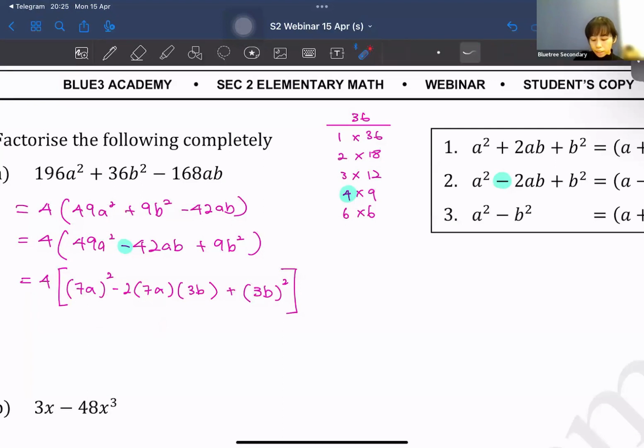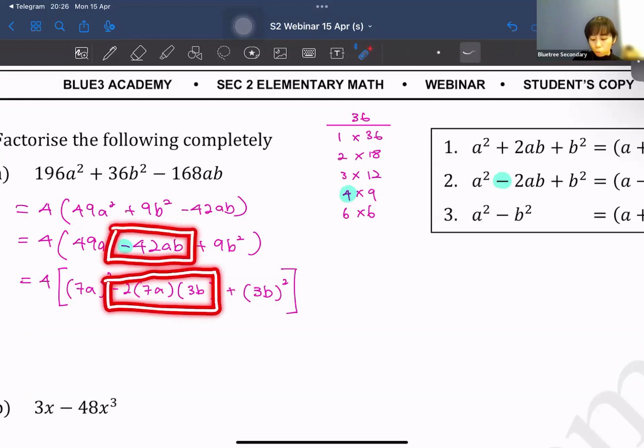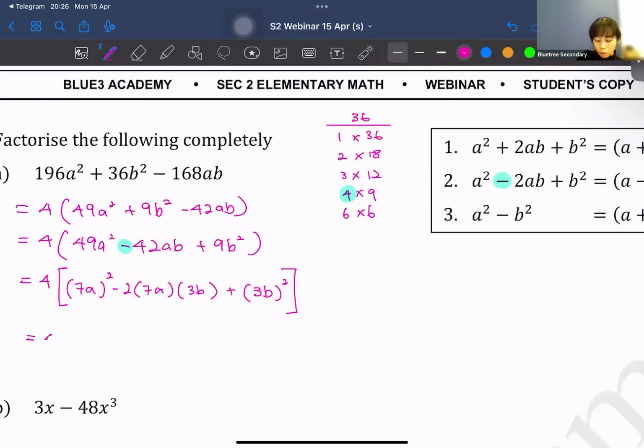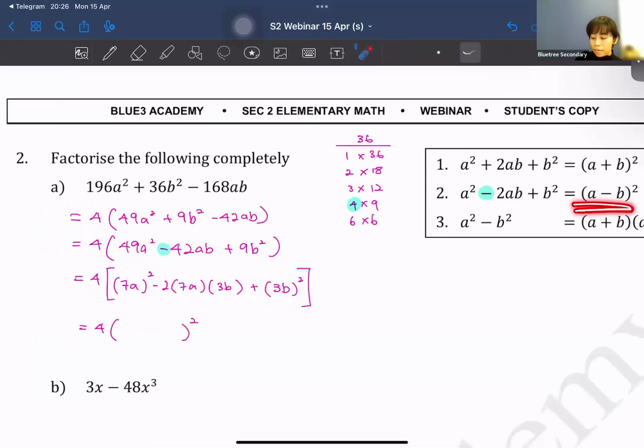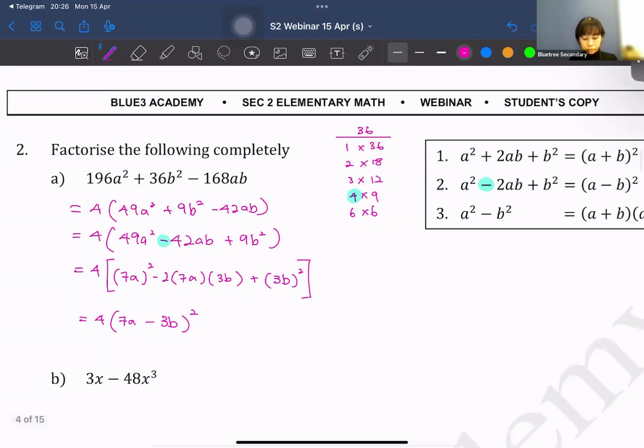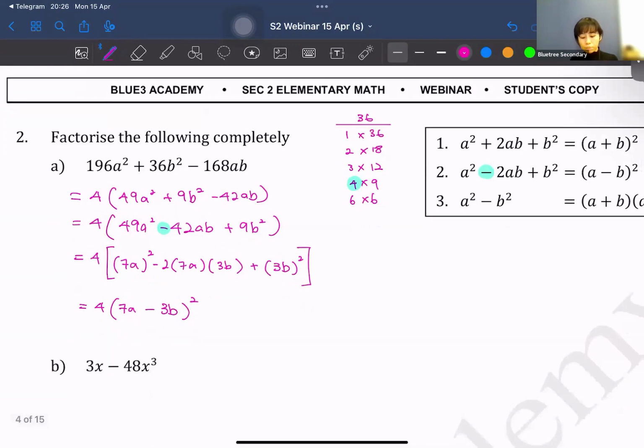Then just do a quick check that when you expand out this middle term, it actually gives you negative 42ab. In this case, it does, so I can go ahead and straight away factorize it into my second identity's factorized form, where I have a minus b to the power of 2. So my a is the 7a minus my b, which is 3b. Okay, so that's for the first question.